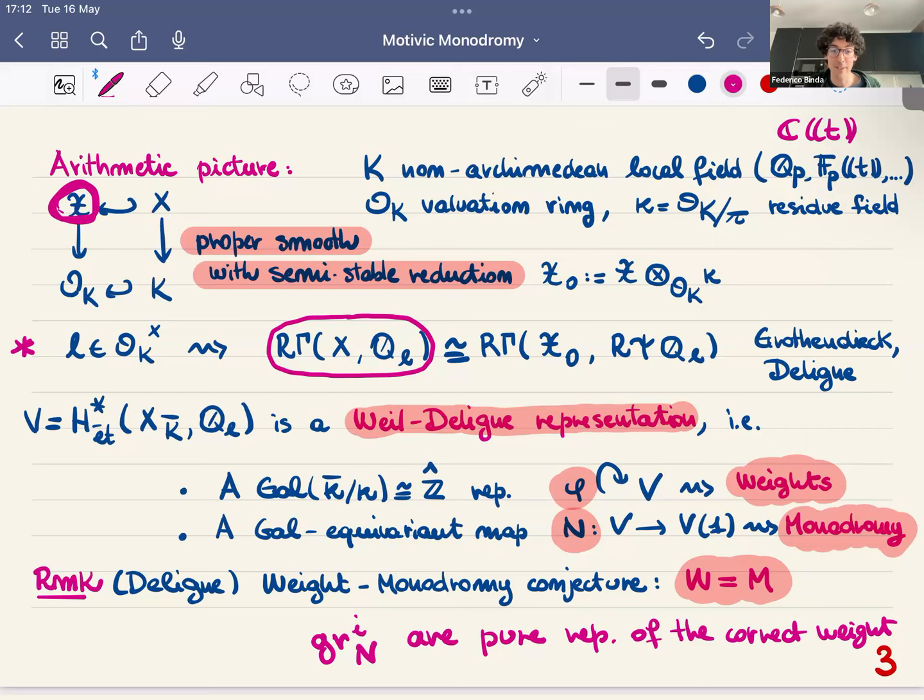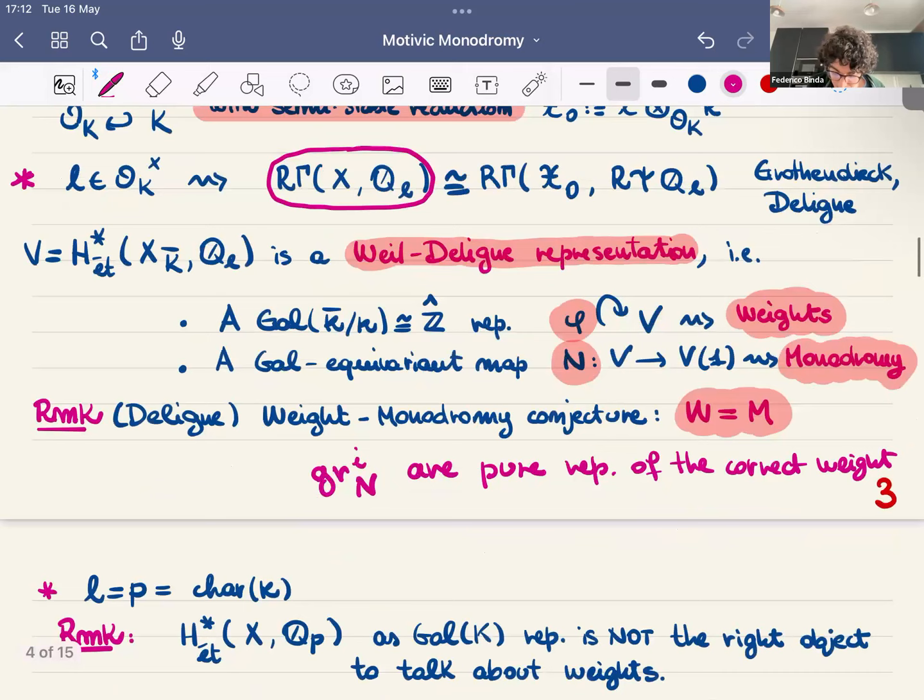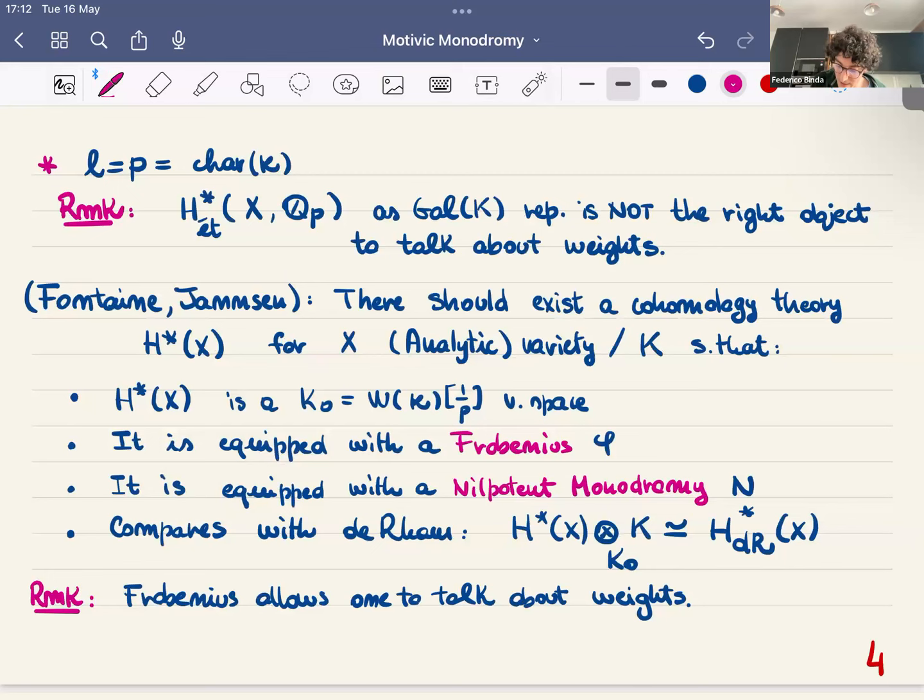Okay, so here l was different from p. What about the case of l equal p? In this case, one has to be a bit careful because the p-adic étale cohomology, which of course you can consider because p is invertible in big K, the ground field of the variety X, as a Galois representation, is not unramified. It's not what people call unramified, even after extension. So this is not the right object to talk about weights.